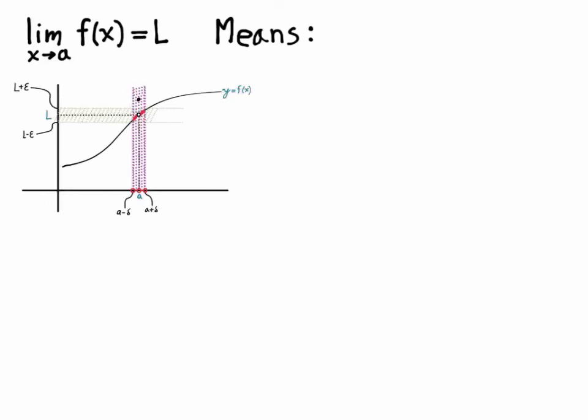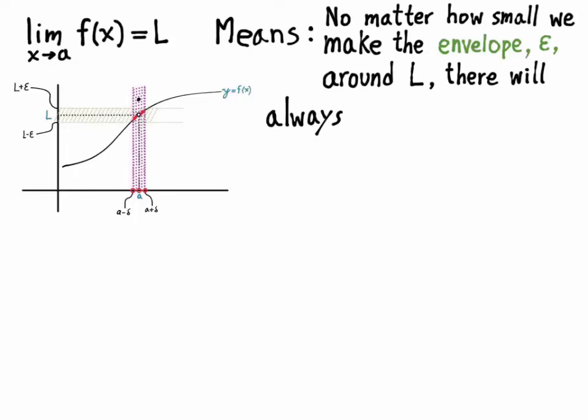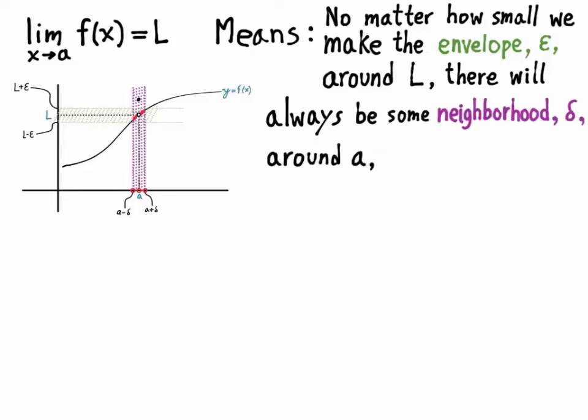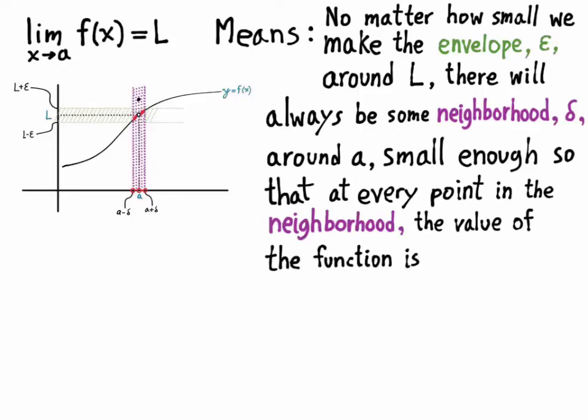To summarize, the limit as x approaches a of f of x equals L means no matter how small we make the envelope epsilon around L, there will always be some neighborhood delta around a small enough so that at every point in the neighborhood the value of the function is inside of the envelope.